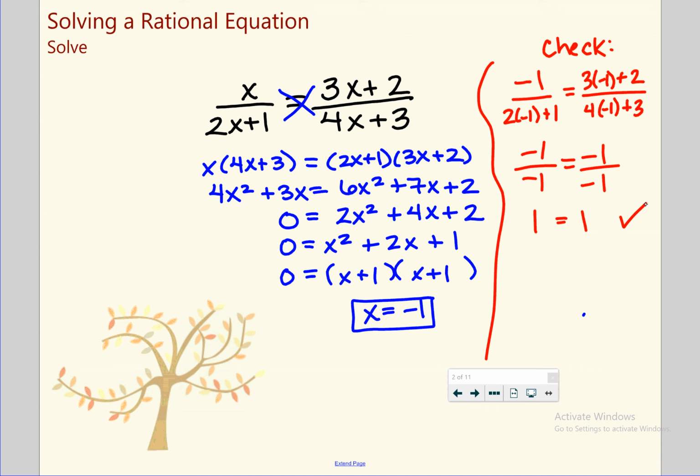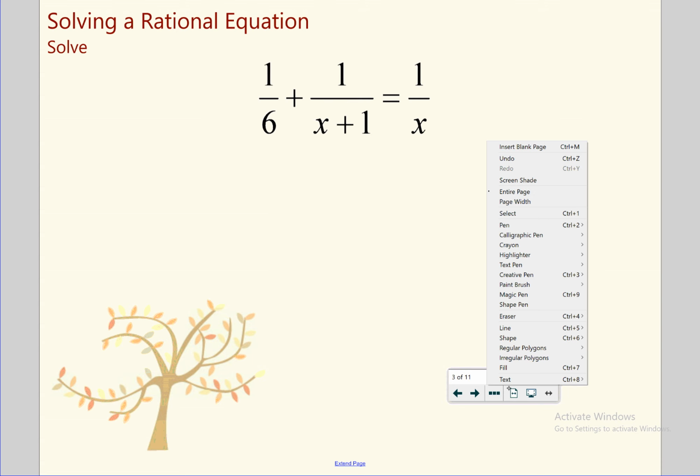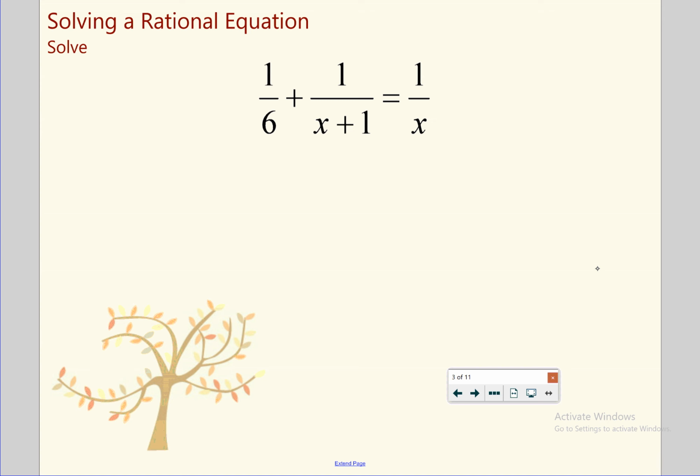All right, so if it's a proportion, we cross multiply. That's it. Now let's see if it's not a proportion, where we don't just have two fractions equal to each other, if we have several fractions that we want to deal with. So 1 over 6 plus 1 over x plus 1 equals 1 over x. Ideally, I want to be able to compare both sides of this equation. In order to do that, I want to be able to put my fractions together. What do you need to be able to add or subtract fractions?